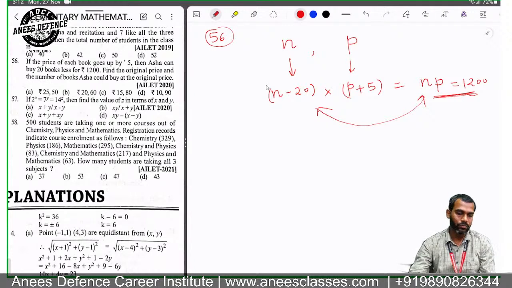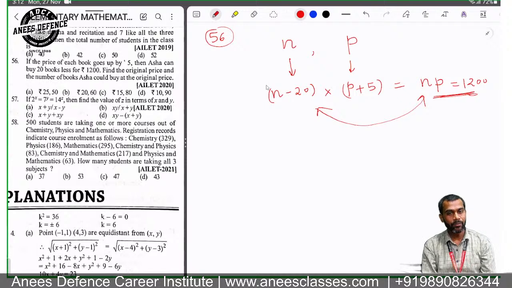Or one thing you can do, shall I tell you the other way? We have options. What is the total cost? The total amount that we have to spend on books is 1200. So the product should be 1200. So option A will be eliminated. B and C. 15 into 80 is 1200. So B or C can be the answer. D and A will be eliminated.